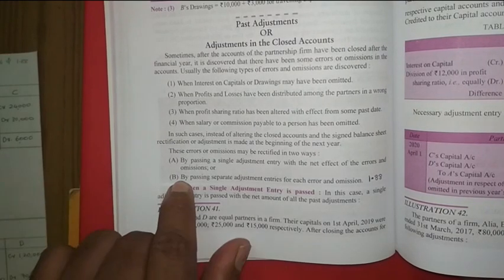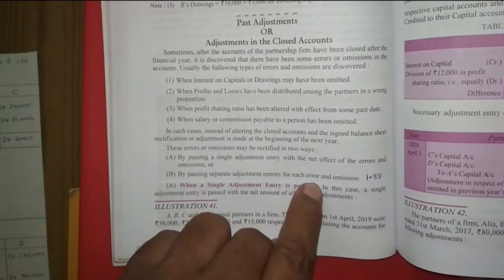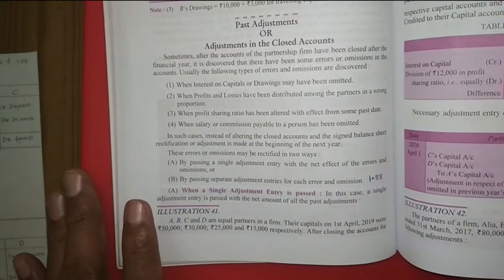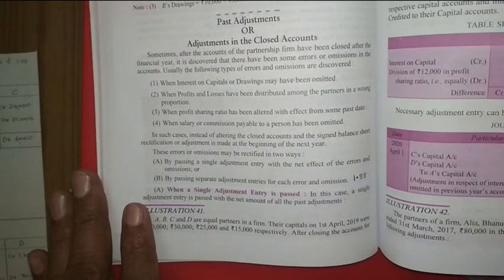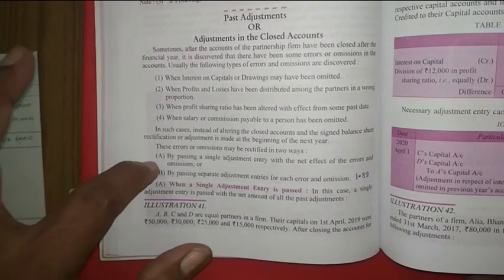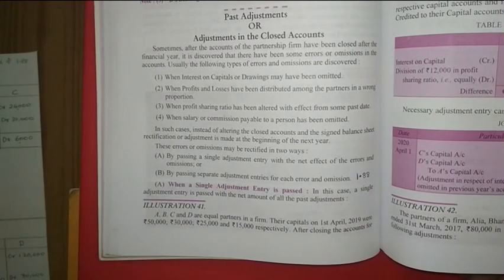The second method is by passing separate adjustment entries for each error and omission. If 4 omissions are there, then we need to pass at least 4 journal entries. So 4 or more journal entries we have to pass if 4 errors are there. Most of the questions come under the category of passing only one adjusting entry.